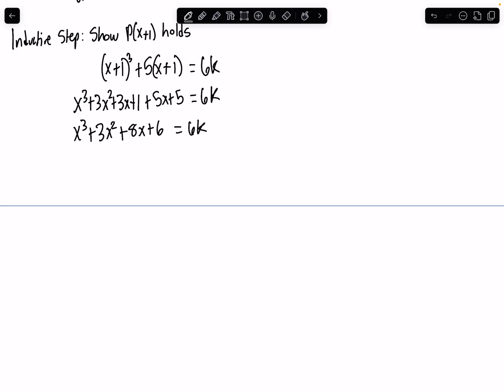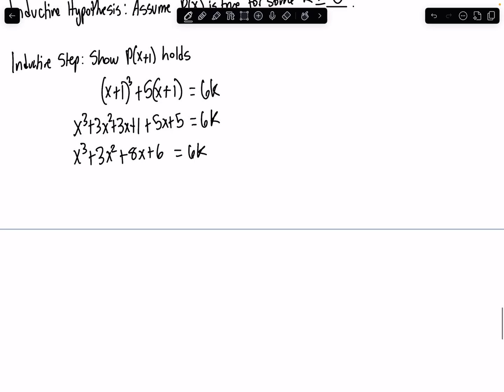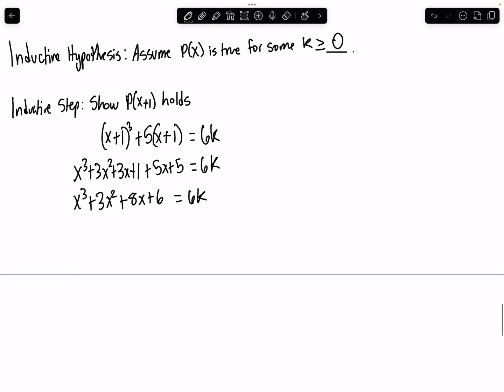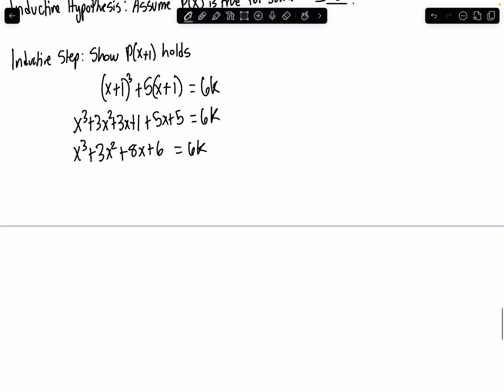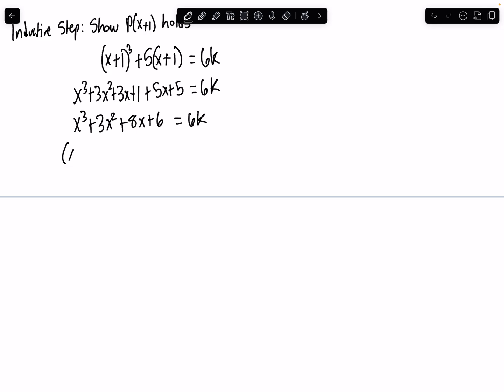And here we go. Okay. The first thing we want to do is in some way use our assumption that P of x holds true. Well, P of x is the statement that x cubed plus 5x is a multiple of 6. So let's pull out an x cubed plus 5x from our left-hand side of this equation, and we'll get 3x squared plus 3x plus 6 left over.